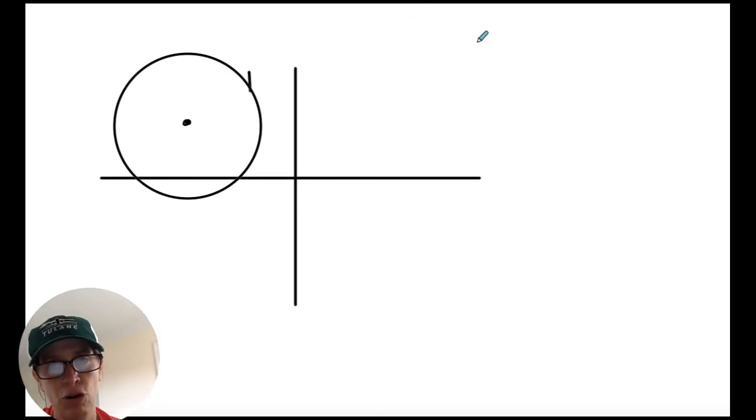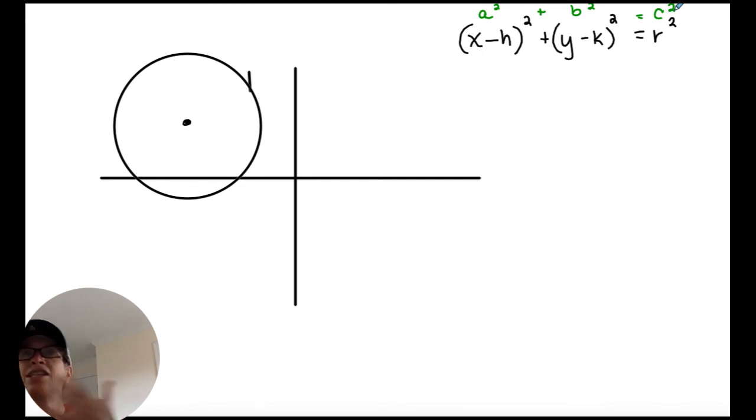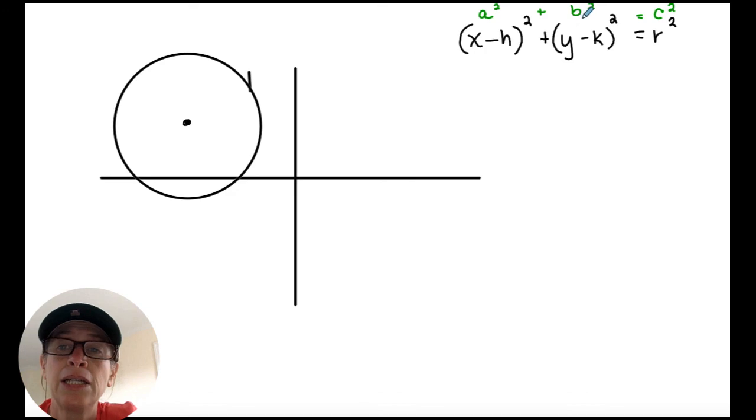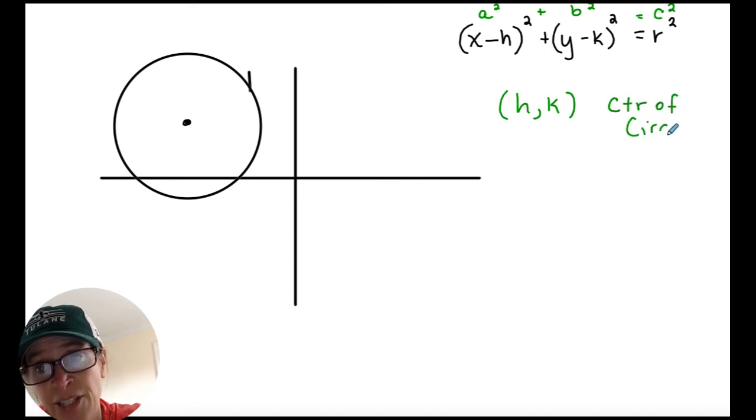Well, the equation of a circle is (x minus h) squared plus (y minus k) squared equals r squared. Now, I'm not going to go into where this comes from because you should have learned that in your Algebra 2 class, but I'm hoping that you notice that it looks similar to the Pythagorean theorem, a squared plus b squared equals c squared. It also resembles the distance formula, which is another way to look at the Pythagorean theorem. Okay, but h and k represent the center of the circle, and r is the radius of the circle.